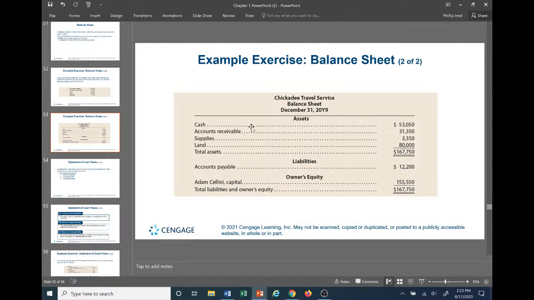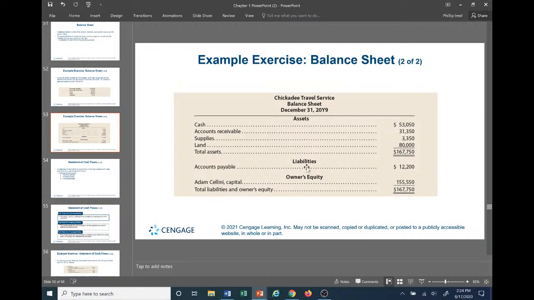The order in which these assets are listed is the order of liquidity. Cash is the most liquid, with accounts receivable being next, supplies next, then land. So that's how assets are going to be listed on a balance sheet, in the order of liquidity. Whichever asset is most liquid is listed first. Obviously, cash is the most liquid asset of them all.